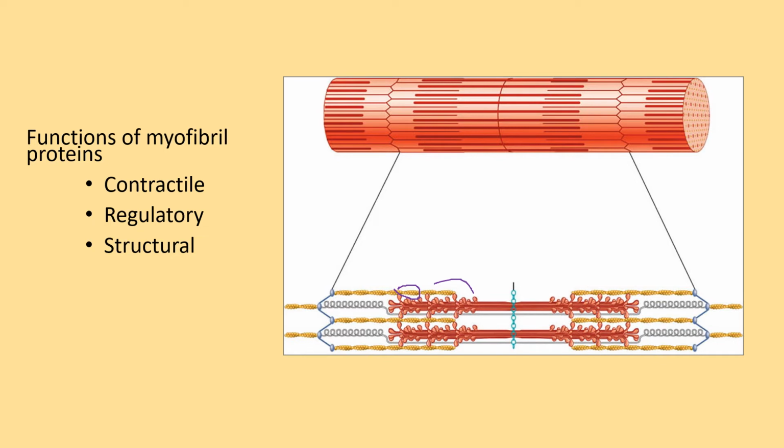And then the other proteins shown here, like this zigzaggy line, this spirally thing here, for example, this turquoise chain right here. These proteins are not contractile, they're not regulatory, but they're structural. They hold the other proteins together to form a sarcomere and to form a myofibril.